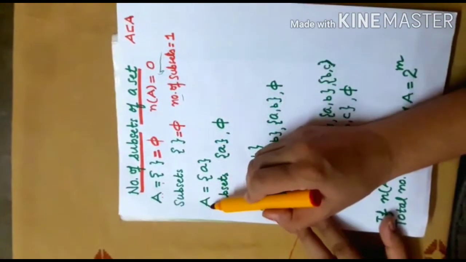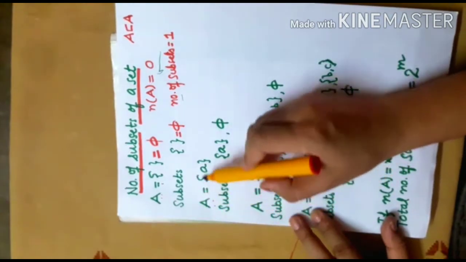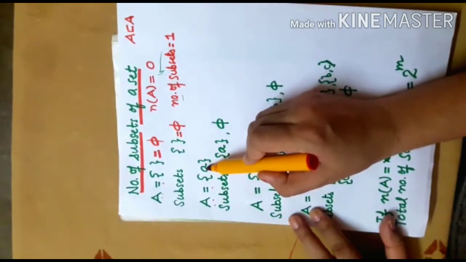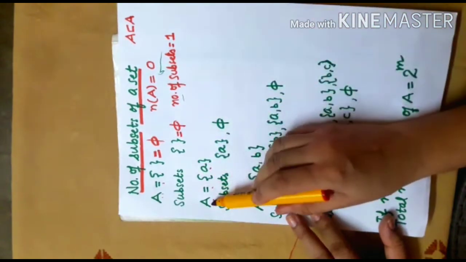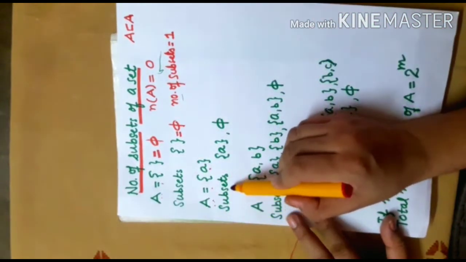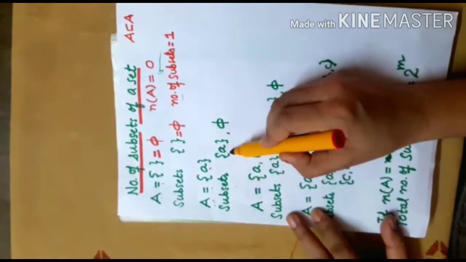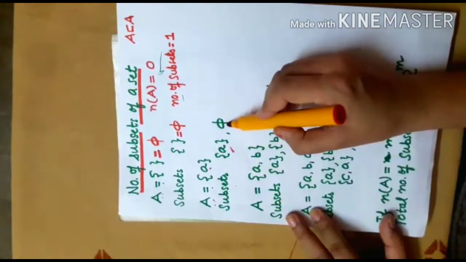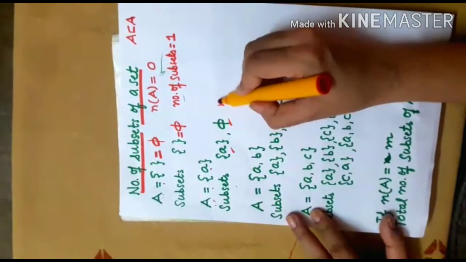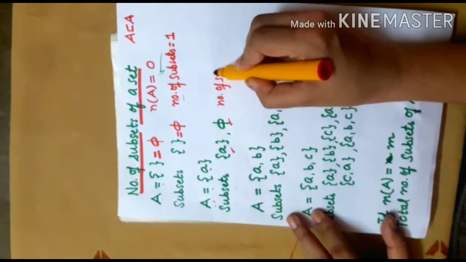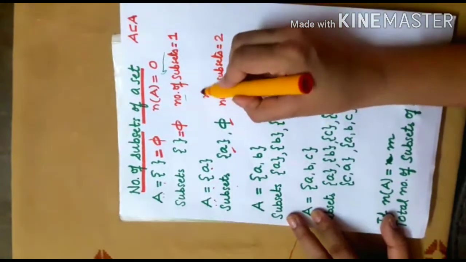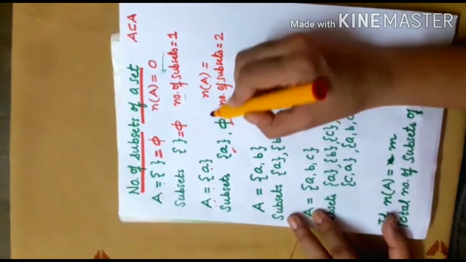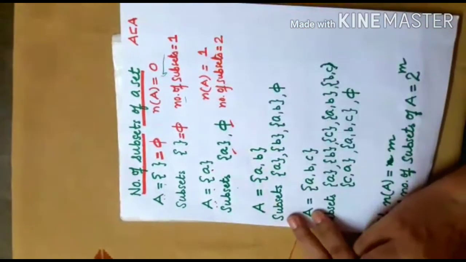Now let's take another set, capital A, with one element, that is the small a. Now here this set A will have two subsets, namely the set itself and the null set. So here the number of subsets is 2 and the number of elements in the set is 1.